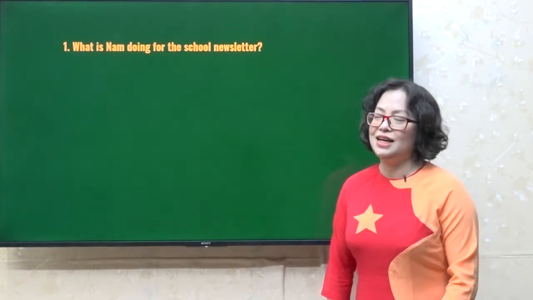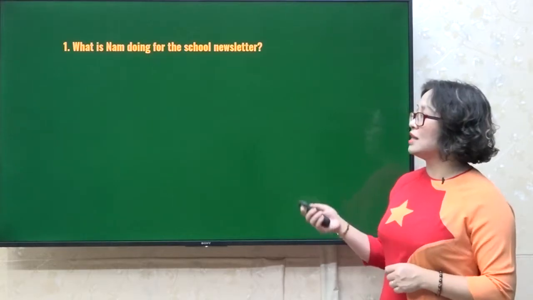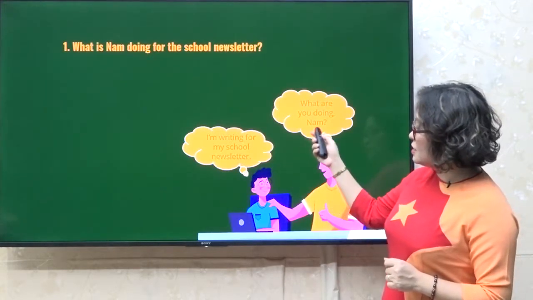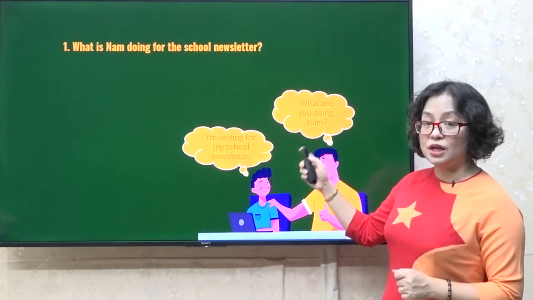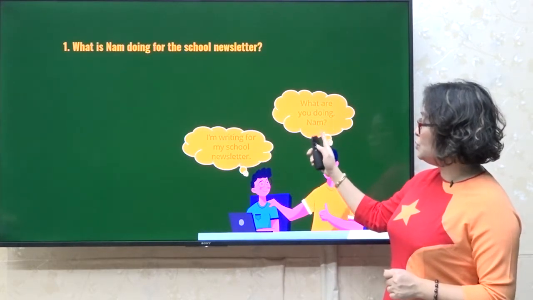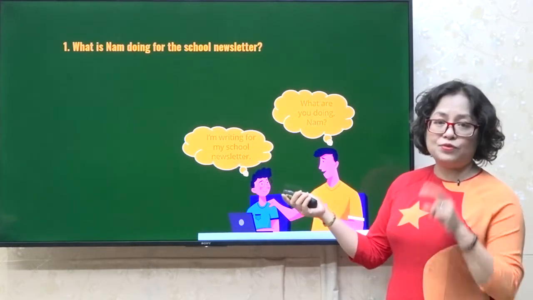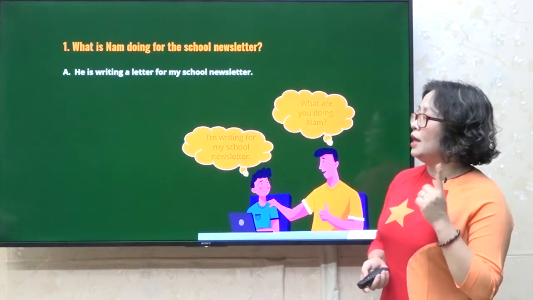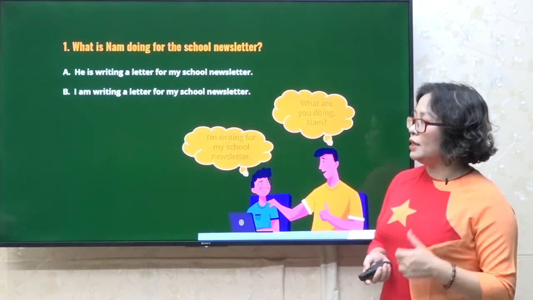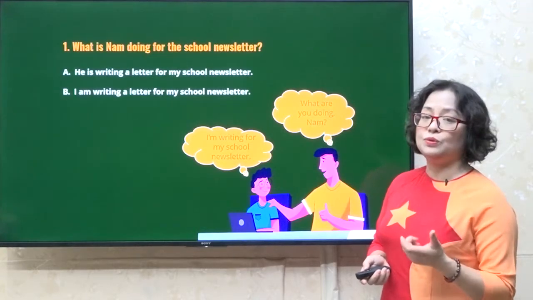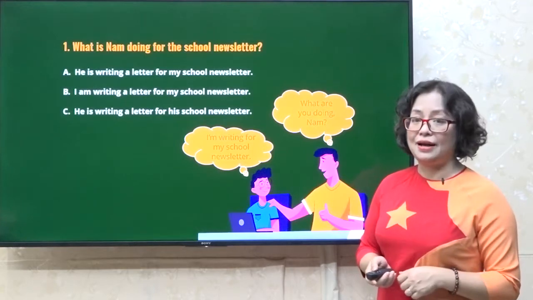Question 1. What is Nam doing for the school newsletters? The sentences withdrawing from the conversation here. What are you doing, Nam? I'm writing for my school's newsletter, and I have 3 options here. A. He's writing a letter for my school newsletter. B. I'm writing a letter for my school newsletter. C. He's writing a letter for his school newsletters.